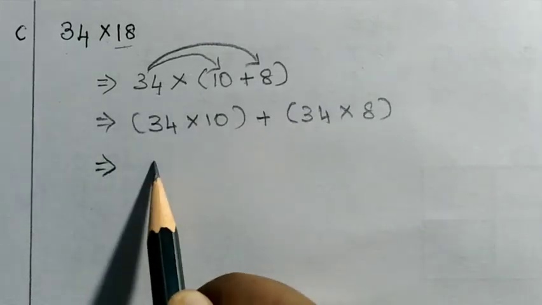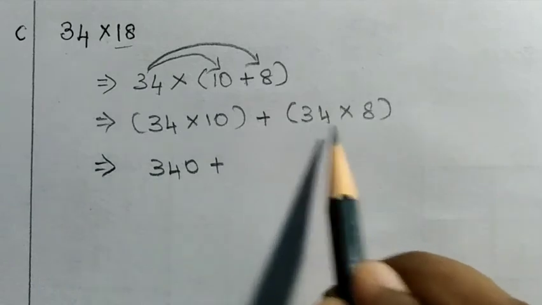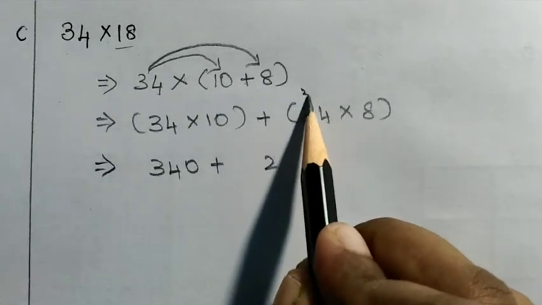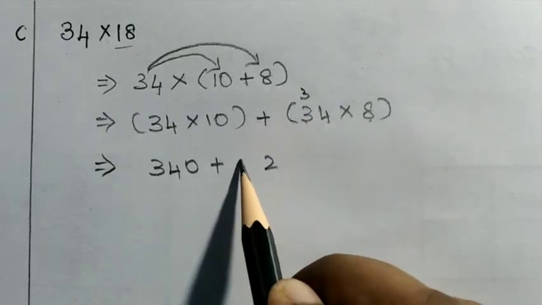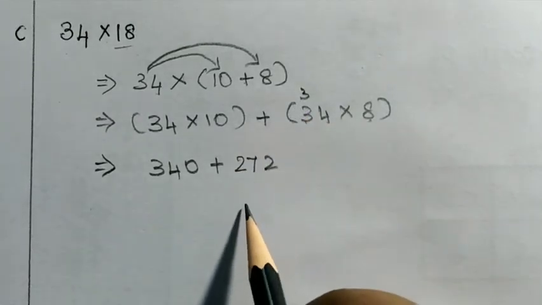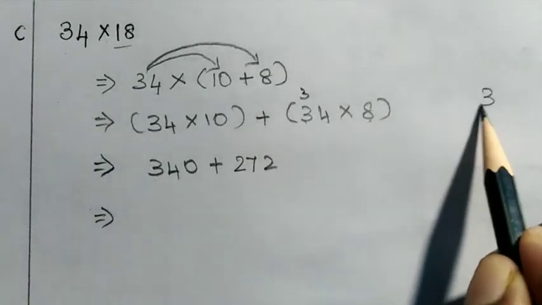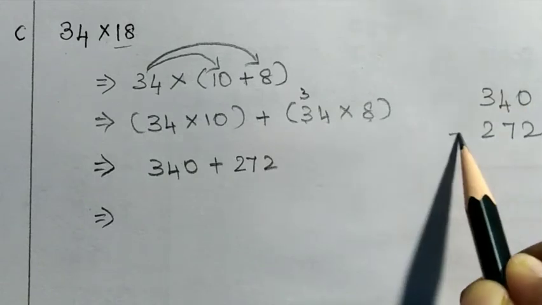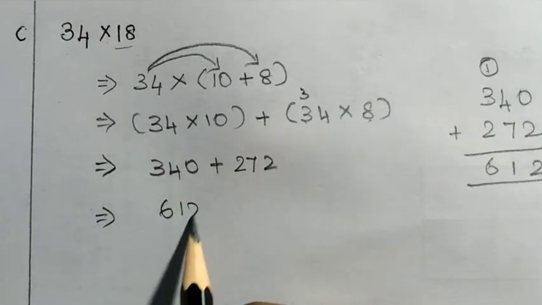34 tens are 340 plus 34 8s: 4 8s are 32, 3 8s are 24 plus 3, 27. So when you add, what you will get? 340 and 272. Let us add. 612 is the answer.